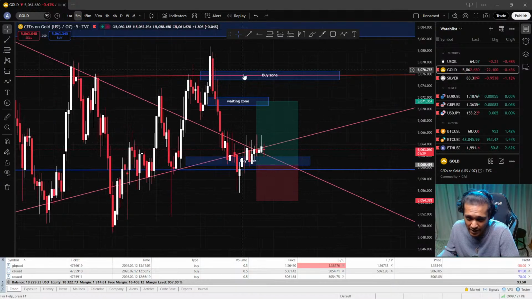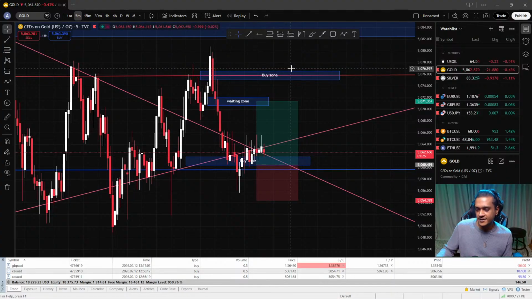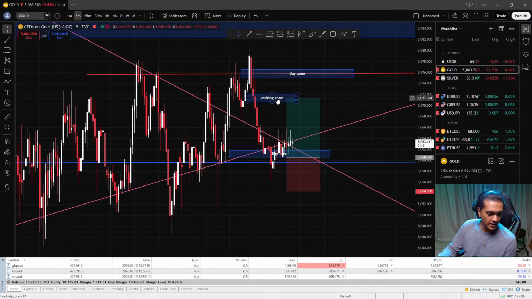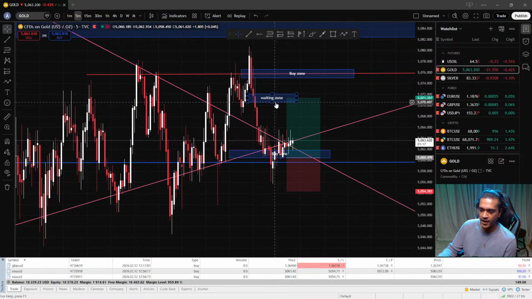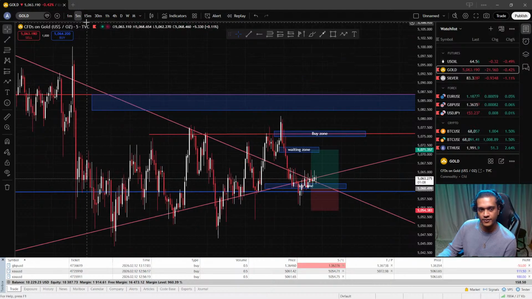But for that to happen here, most likely, I think during high impact news later at 9:30 p.m. So there's going to be like an hour and 15 minutes to go. 45 minutes actually.